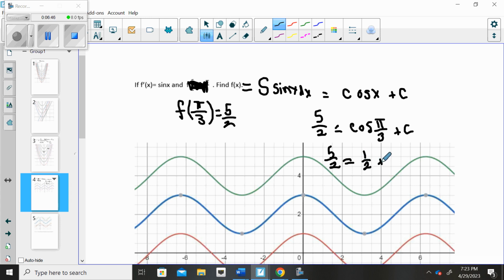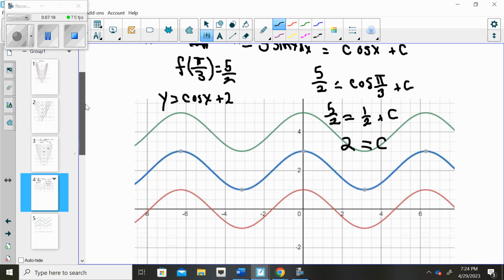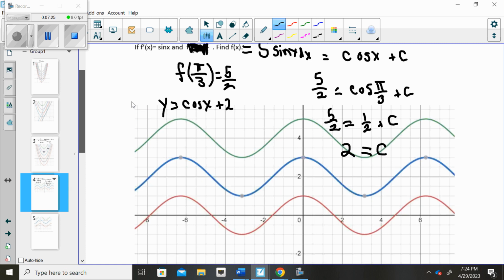Well, let's see. So 5/2 take away 1/2 is 4/2, and 4/2, of course, is 2. Okay, so I declare my final answer as f of x, or y, equals cosine of x plus 2. Okay, and as I showed you the last time, here's a couple of the infinitely many functions who would have sine as their derivative. These are just a couple shifts of the cosine curve.